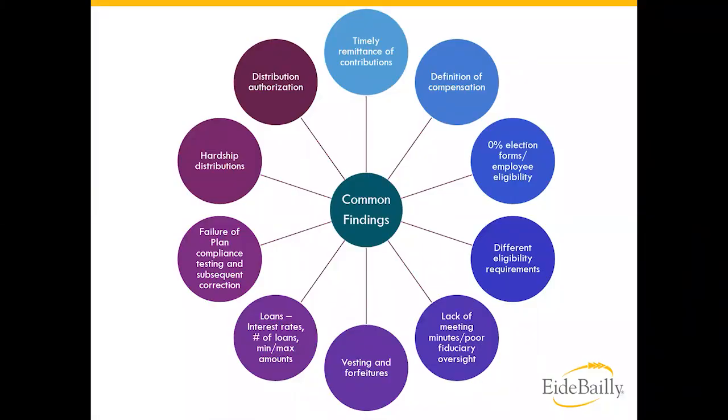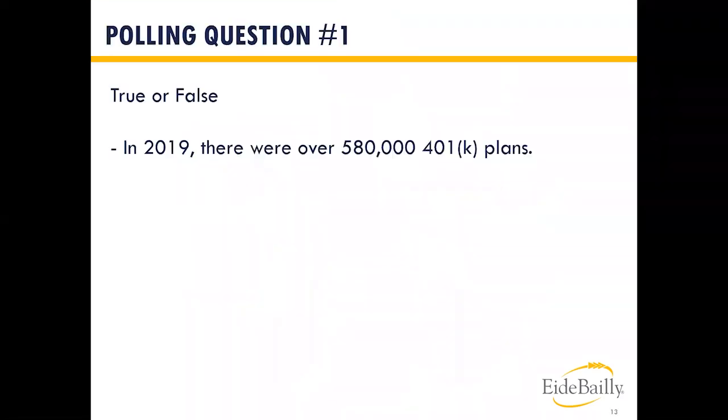So now we will move into talking about these common deficiencies and what we oftentimes run into when auditing defined contribution plans. So we'll touch on the definition of compensation, lack of meeting minutes documented, all the way to distribution authorization issues. So with that, I believe we have our first polling question.